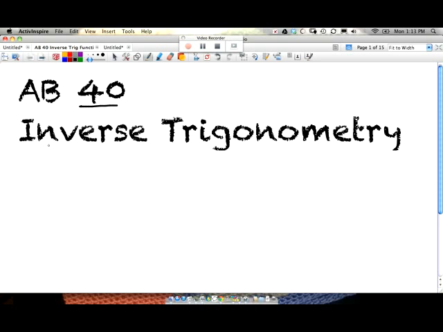Alright, calculus, we are looking at AB 40 with the inverse trigonometry. So we kind of know trig, especially things like SOHCAHTOA. That's pretty much mostly what we need to know, how to use SOHCAHTOA and a little bit of special right triangles, which we're going to pull in here. But the idea of doing something inverse is really doing it backwards.